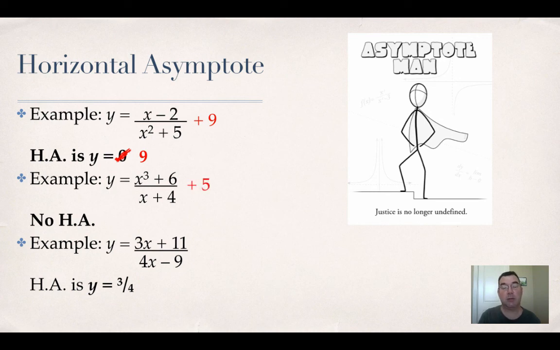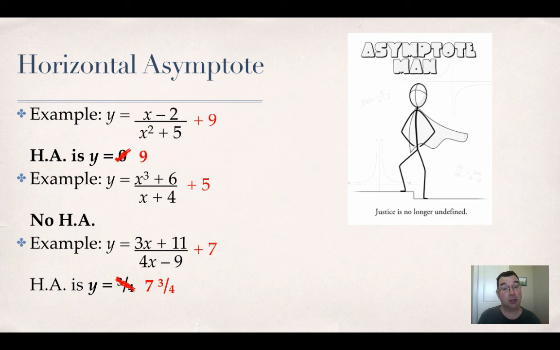If I did the same thing with the second example and added a random 5 to that function, I'm still not going to have a horizontal asymptote, so I'm still not worried about it. And then in the last one, when I add 7, then that horizontal asymptote of y equals 3/4 is going to move up 7 spaces along with the rest of the graph. So now the horizontal asymptote is going to be at 7 3/4.